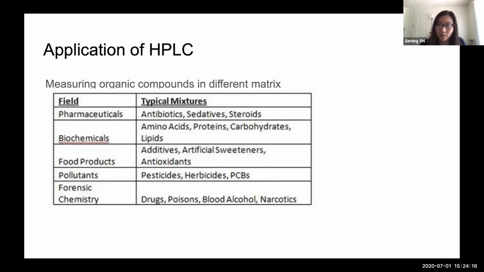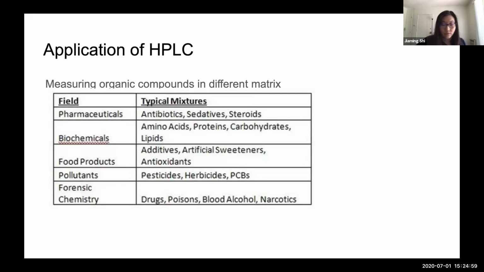Actually, there's a huge HPLC lab in Pepsi and in Coca-Cola. They use it to find new flavor compounds. And for monitoring pollutants, like the EPA, Environmental Protection Agency, they use HPLC to measure pesticides, herbicides, and PCBs all the time. And for forensic chemistry, people use it for toxicology usage, like they measure drugs and poisons in people's blood samples, and that can be used to measure blood alcohol levels as well.